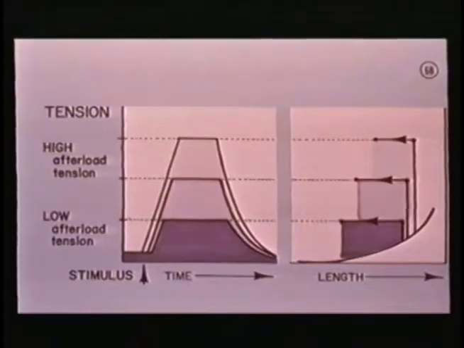This principle is illustrated on this slide. Three contractions are shown on the left, each with a different afterload tension level. The corresponding amounts of shortening are shown on the right. There is less shortening with the high afterload level than with the lower afterloads.